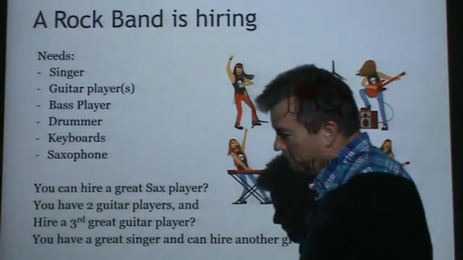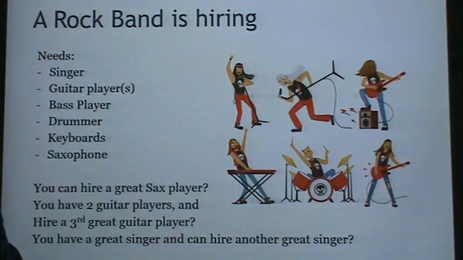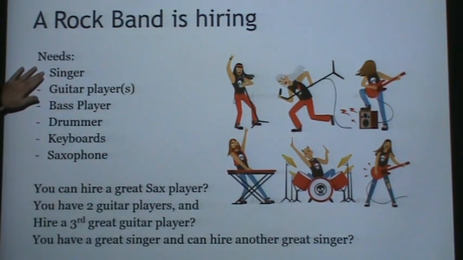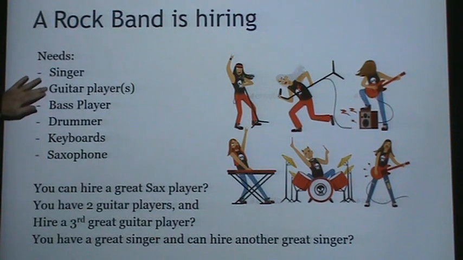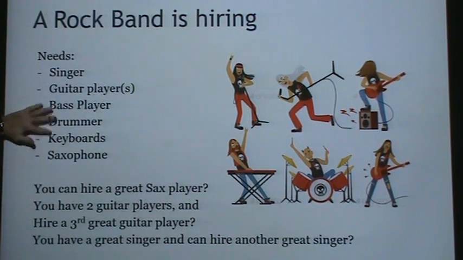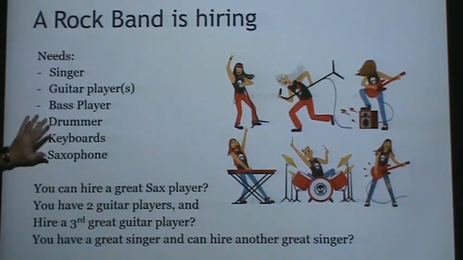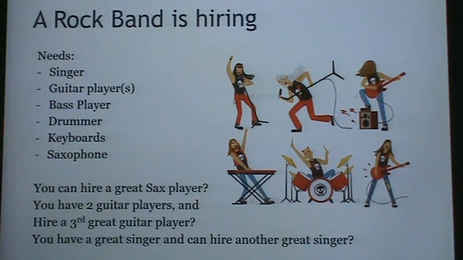So just an example of utility would be, let's say you had a rock and roll band, and let's say a rock and roll band needs a singer and 1 or 2 or 3 guitar players and 1 bass player and a drummer and a keyboard player and a saxophone player. But some of these are maybe optional and some might not be optional.